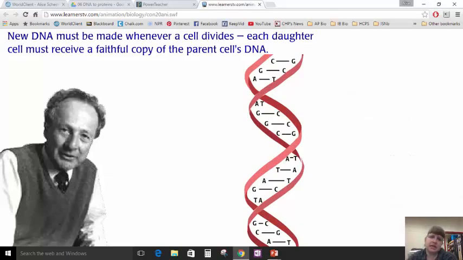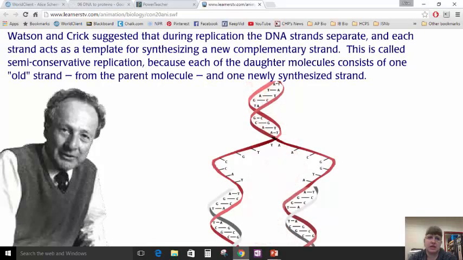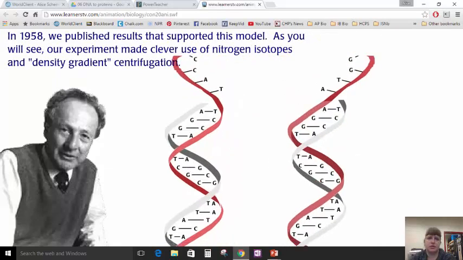So we must make new DNA whenever a cell divides. Each daughter cell must receive a faithful copy of the parent cell's DNA. So Watson and Crick, in their final paper where they proposed the structure for DNA, suggested that during replication the DNA strands separate and each strand acts as a template, but they weren't really sure how this happens. And Meselson and Stahl were able to show that it was semi-conservative.